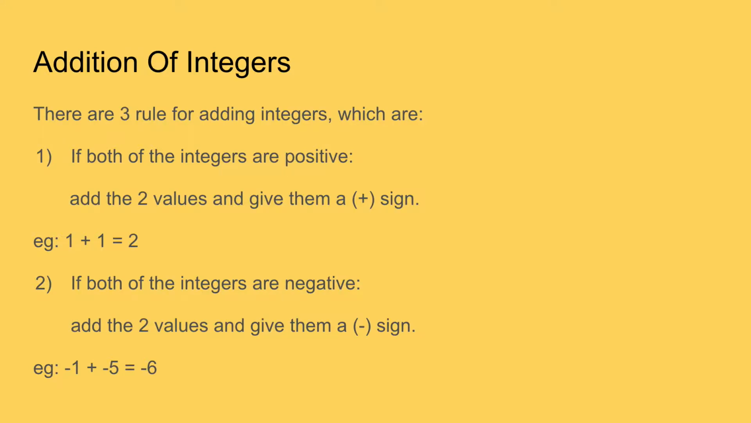2. If both of the integers are negative, like here we have -1 and -5, we have to add them both and give the sum a negative sign. So 1 plus 5 is 6. As both of them are negative, we have to give it a negative sign. So the answer will be -6.